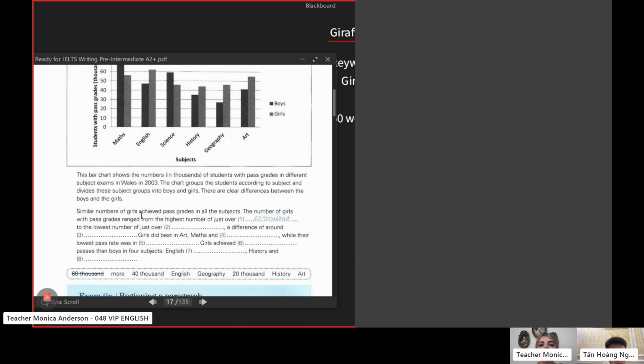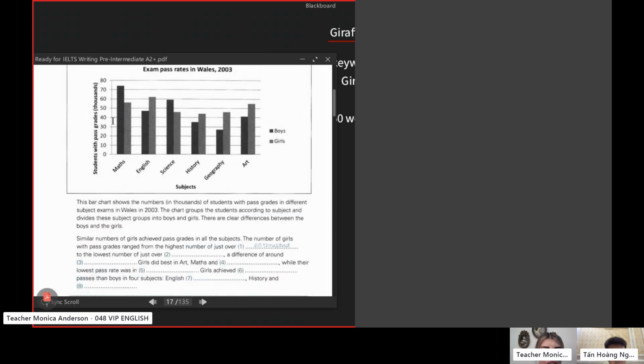Similar numbers of girls achieved pass grades in all the subjects. The number of girls with pass grades ranged from the highest number of just over. Okay, let's check. Pass grades range from the highest number for girls. Of course, it's really bad because this is black and white. Girls, okay, this column. These shades belong to girls. Okay, so tell me.